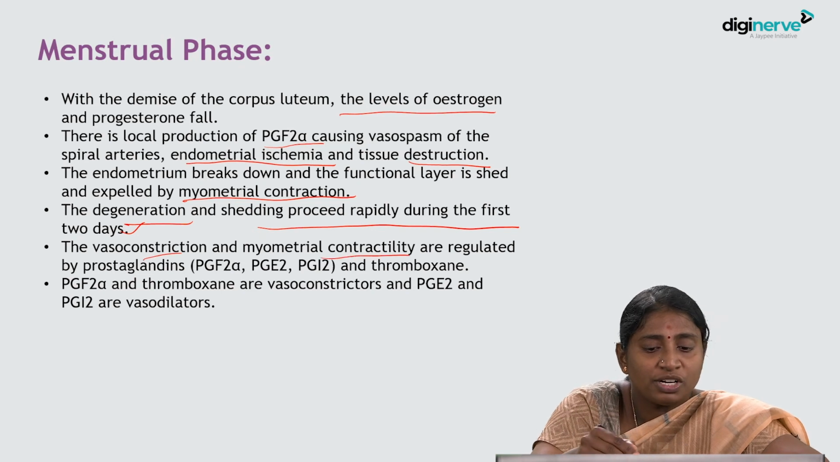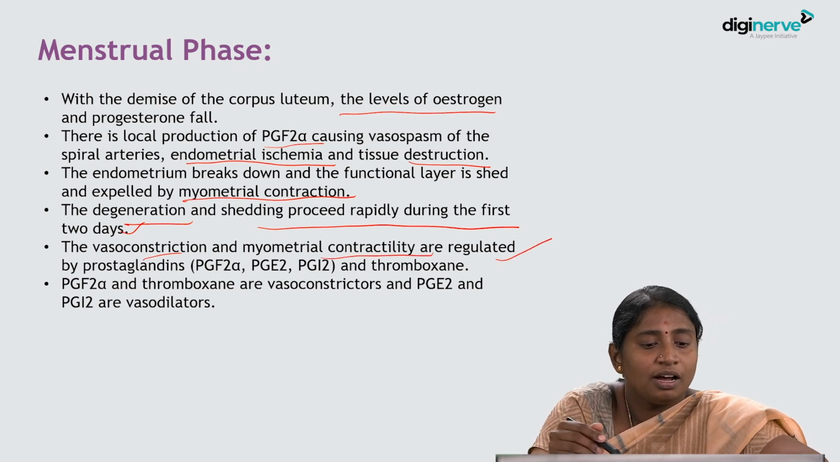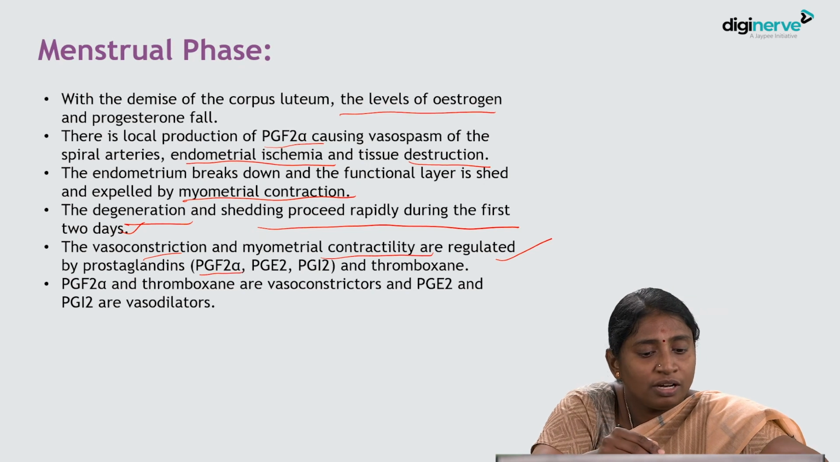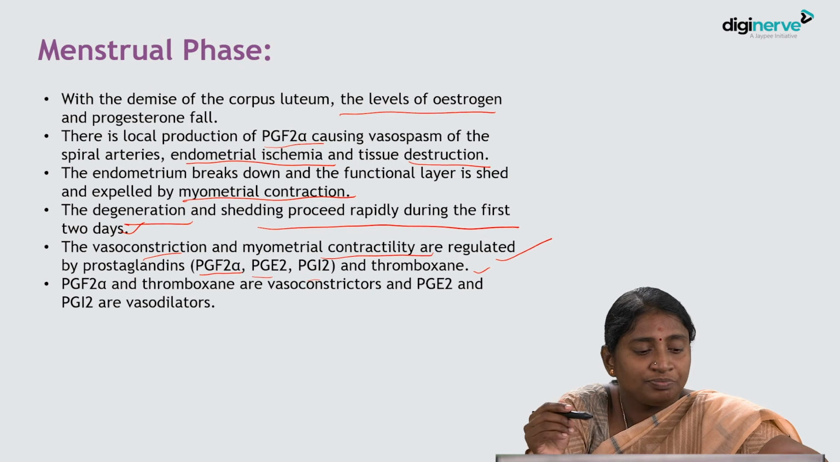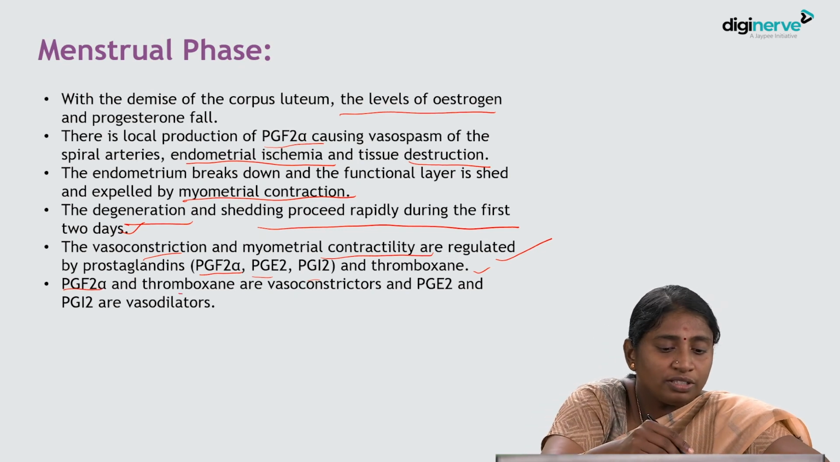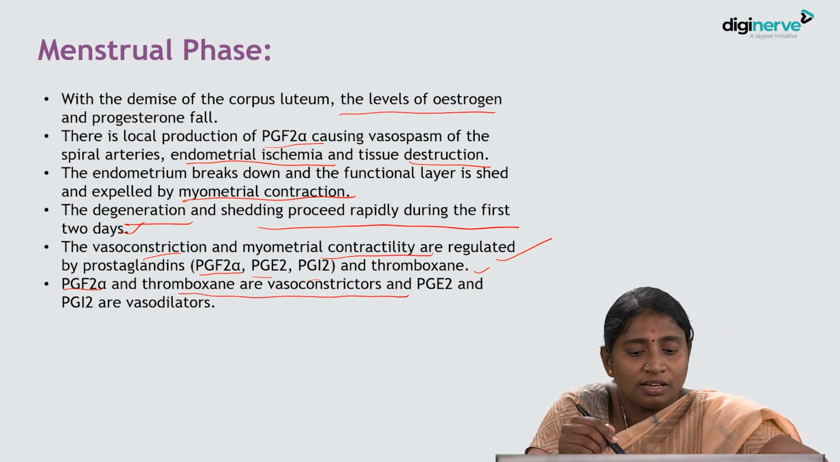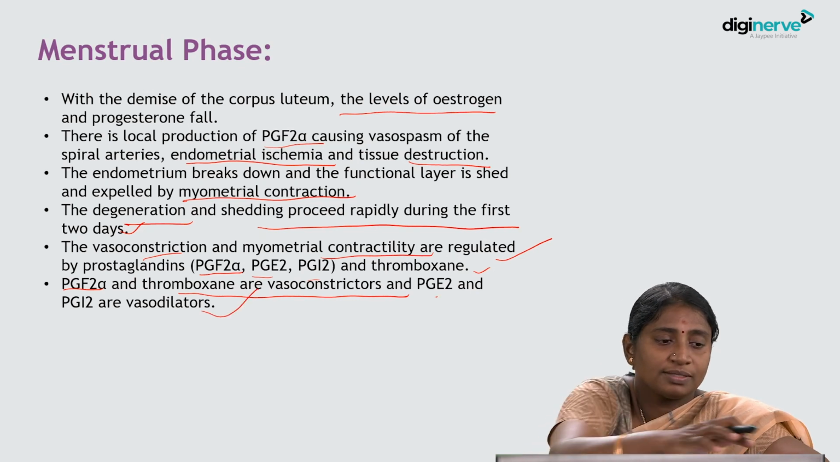Vasoconstriction and myometrial contractility are regulated by prostaglandin F2 alpha, prostaglandin E2, prostaglandin I2 and thromboxane. Prostaglandin F2 alpha and thromboxane are the vasoconstrictors, whereas prostaglandin E2 and I2 are the vasodilators.